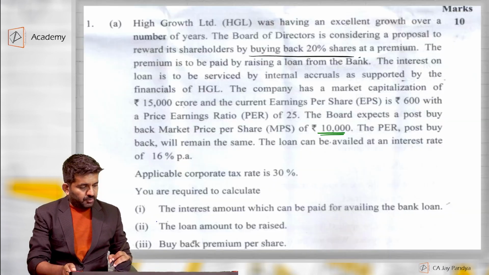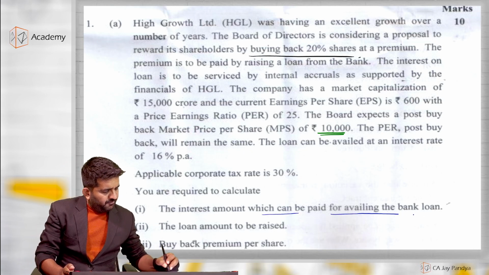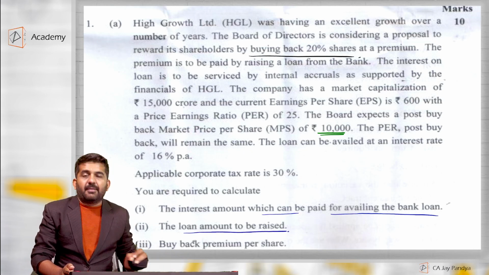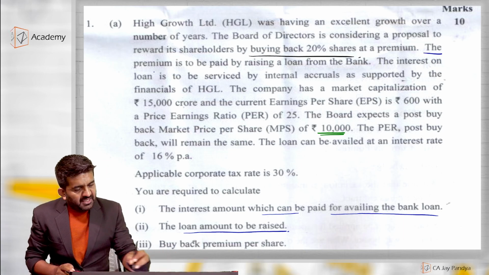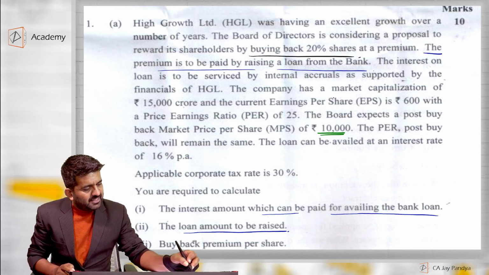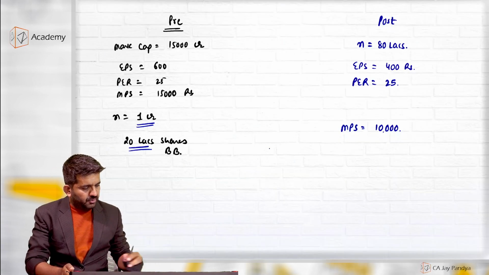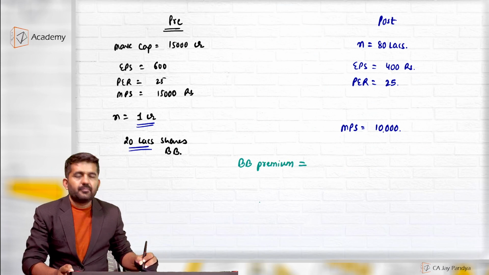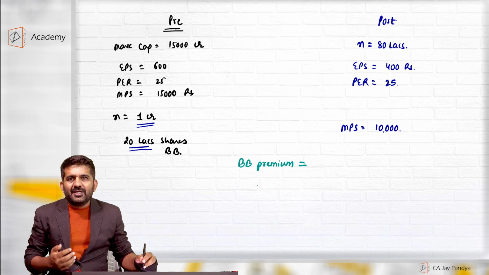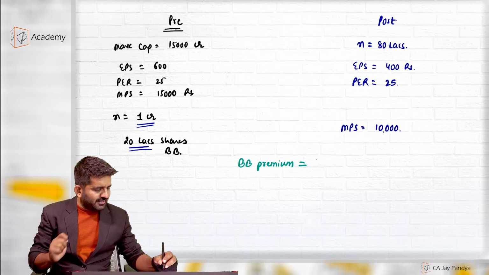Now let us see the question. The interest amount which can be paid for availing the bank loan and the loan amount to be raised. Now see, the question clearly says the premium is to be paid by raising a loan from a bank. Buyback premium per share we need to find out. Very easy. Buyback premium is the amount of money over and above the market price of the share the company is giving to shareholders at the time of buyback.